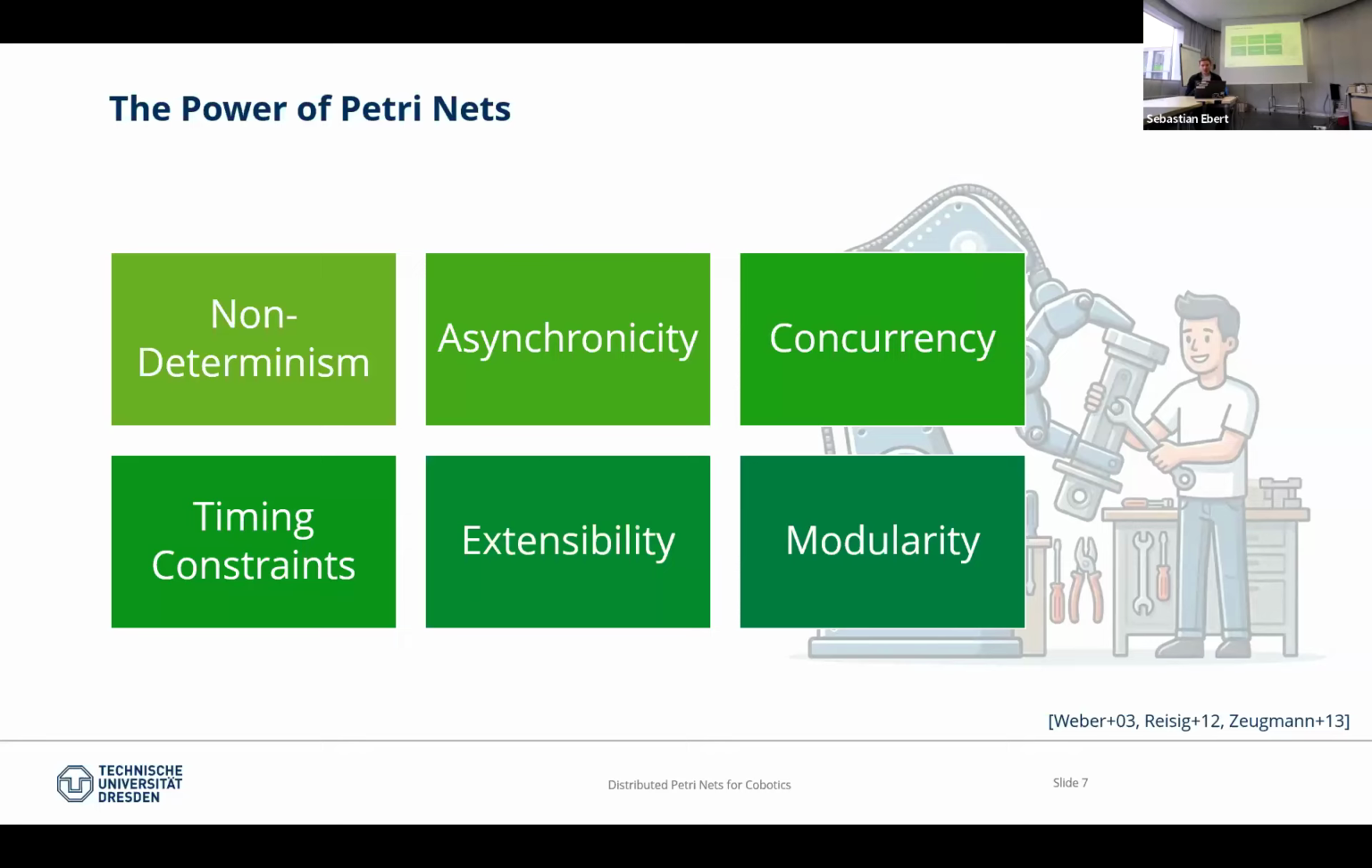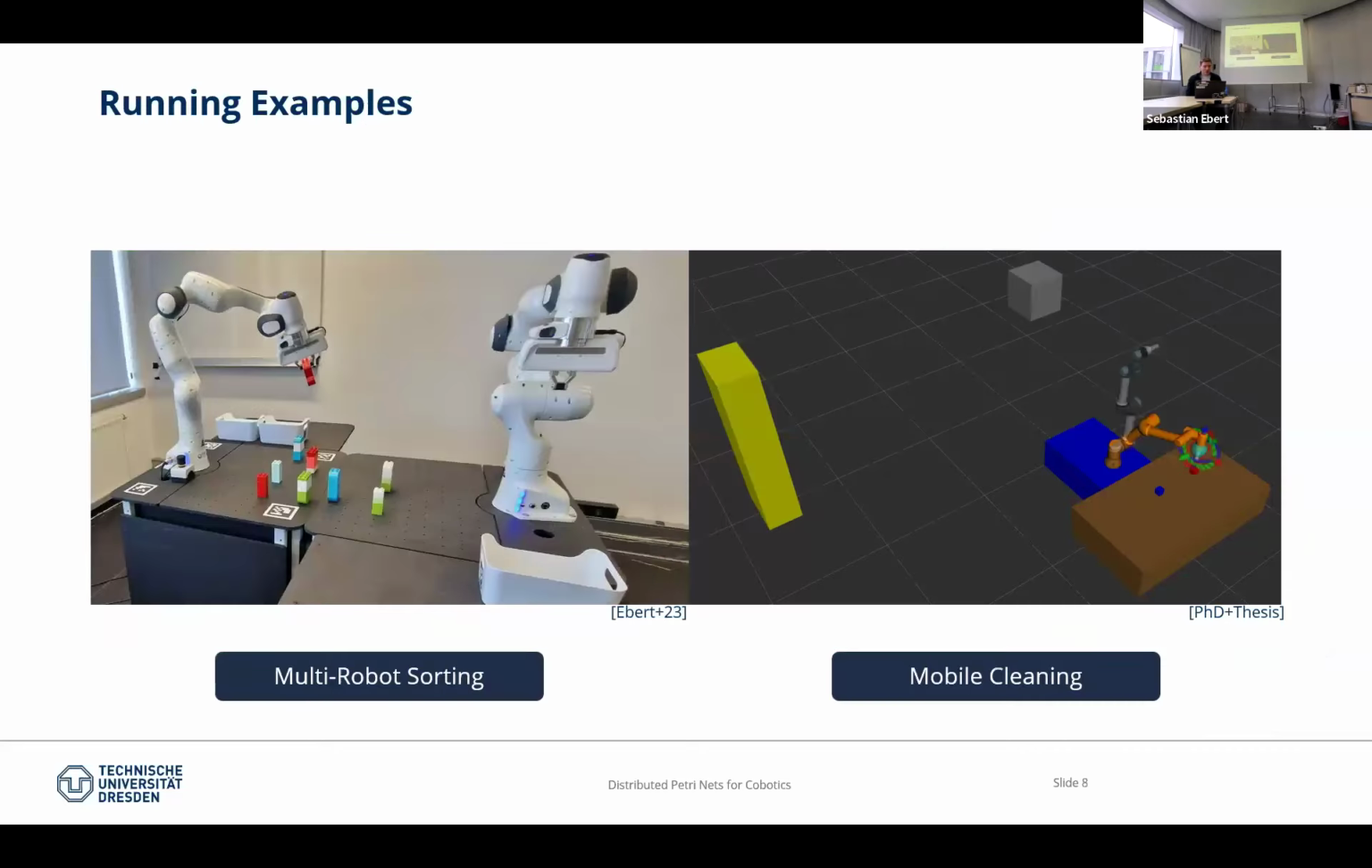Okay, so now we have a formalism, and we want to apply that to some robotic applications. Within this presentation, we will have a look at two of them. The first one is a really simple one where we have just two robots which are sorting colored objects in the center. On the left side, they can't reach both sides of the system, but they want to sort depending on the color into their boxes. So what we want to achieve in that application is a safe collaboration.